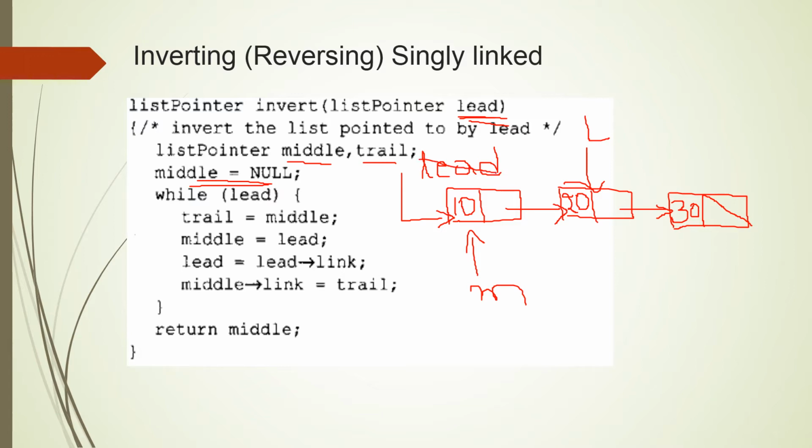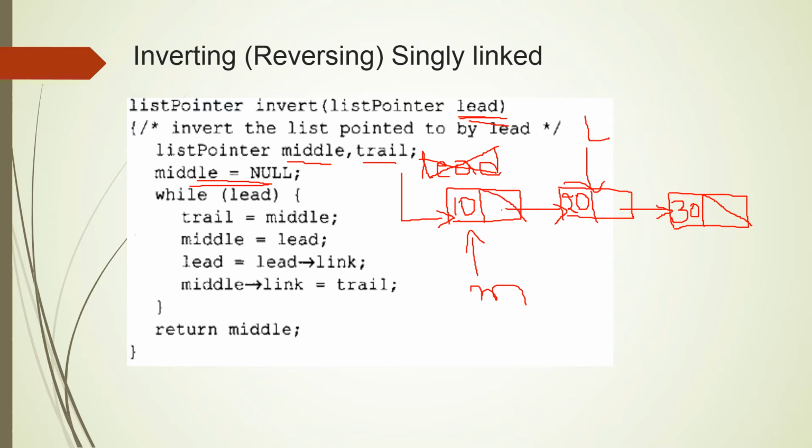Now lead is removed from here. So middle of link means this field. So here we are storing the value that is stored in the variable trail. Now at this point of time we have a null value in the variable trail.